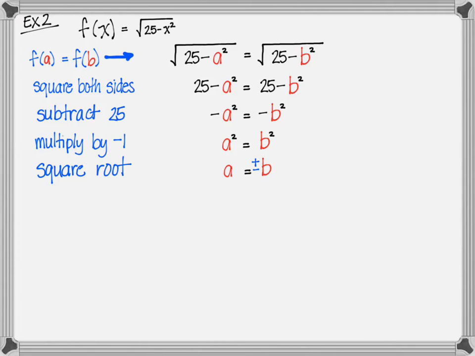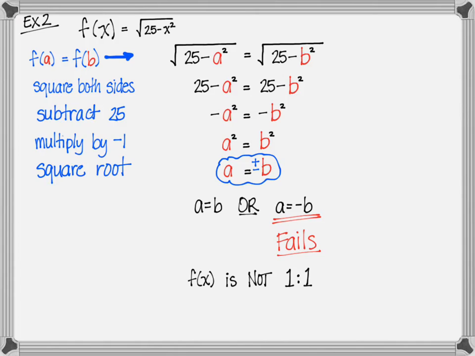But remember, when you take a square root, you get both positive and negative results, which is saying that the inputs could have been equal, or they might have been opposites of each other. And that means it fails this test, so it's not one-to-one. It's saying that we had outputs that were equal, but it's possible that the inputs are not equal. They could be opposites. So that would mean that this is not one-to-one.